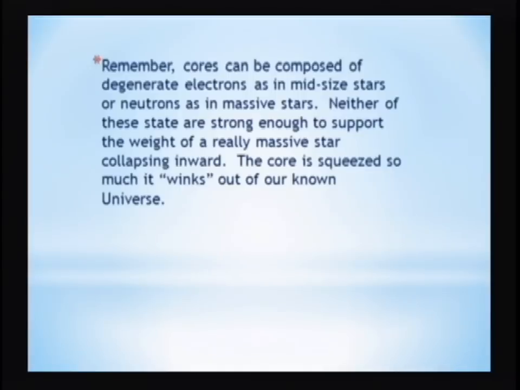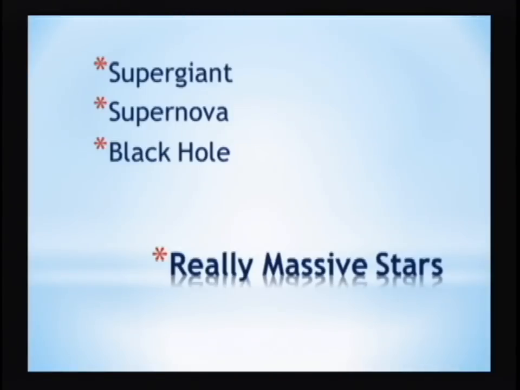White dwarfs are composed of degenerate electrons. Neutron stars are composed all of neutrons. Well, I could have gotten really close with those neutrons, but when I talk about these really massive stars rushing in, hitting the core and rebounding, that core is simply continuing to collapse. And in fact, it collapses so much that it winks out of our universe. Okay, guys, what are we going to call that? Well, these really massive stars go from a supergiant, a supernova, into something called a black hole.